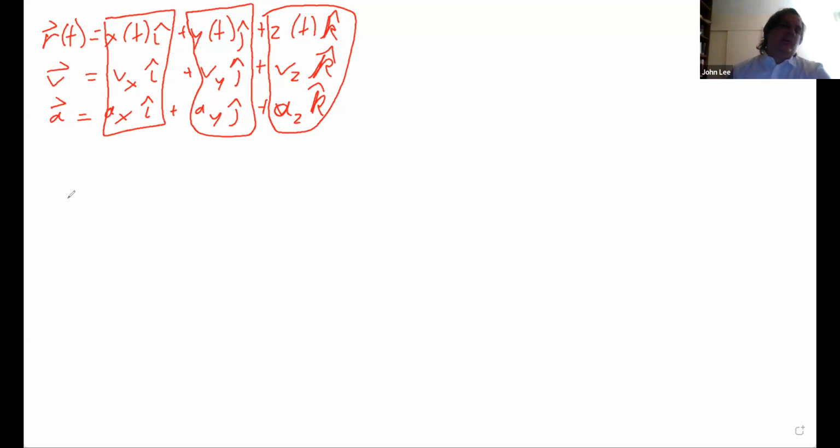So, for example, we have our kinematics equations. x of t equals x naught plus v naught x t plus 1/2 a t squared.